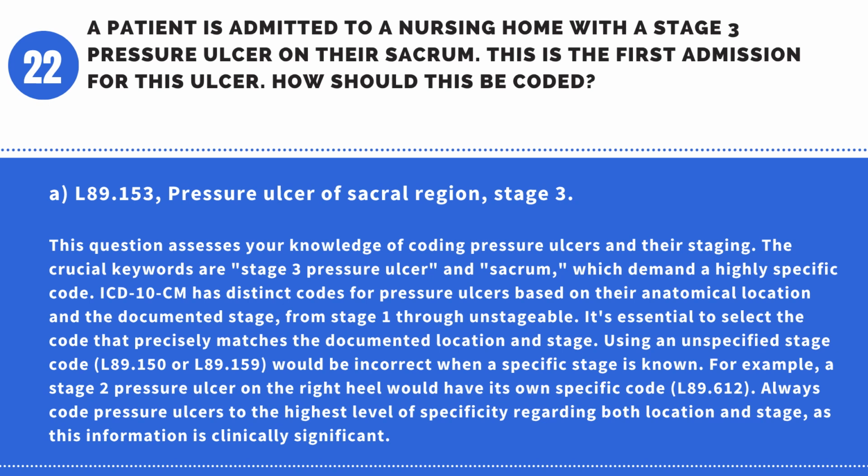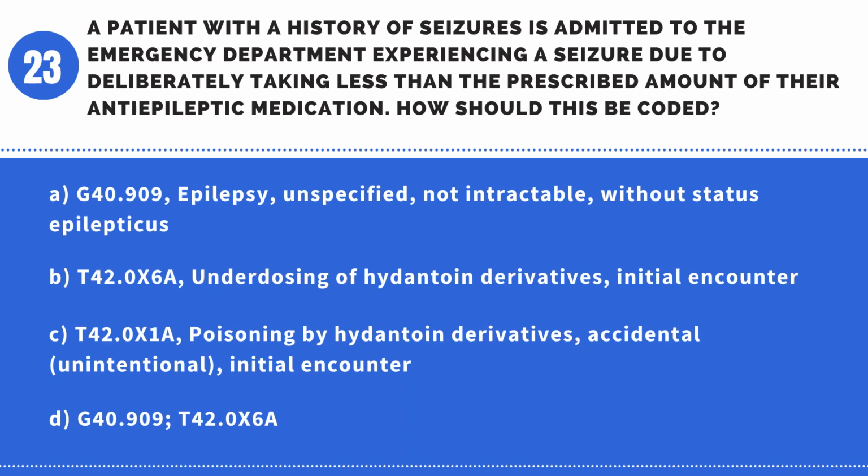clinically significant. Question 23. A patient with a history of seizures is admitted to the emergency department experiencing a seizure due to deliberately taking less than the prescribed amount of their anti-epileptic medication. How should this be coded?